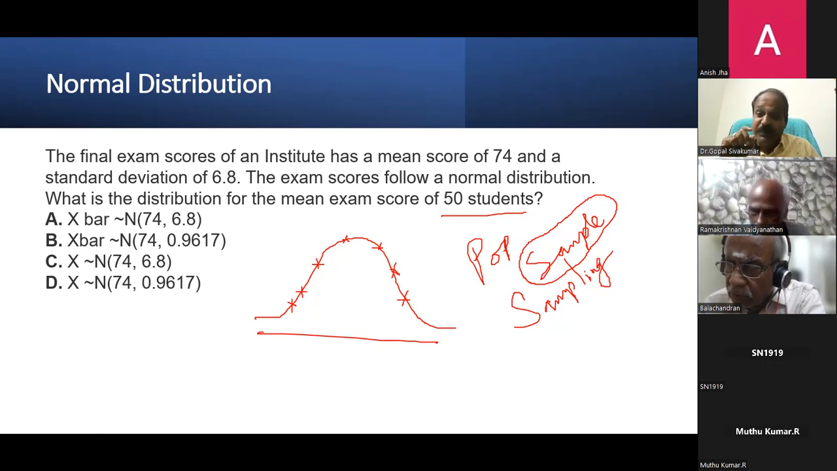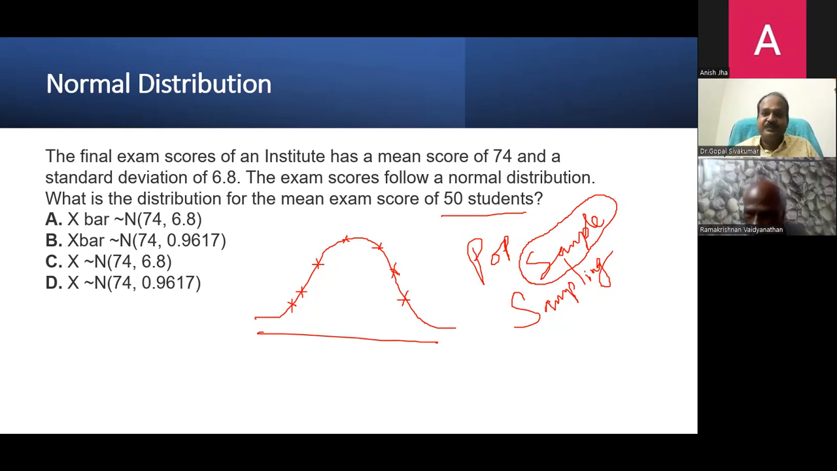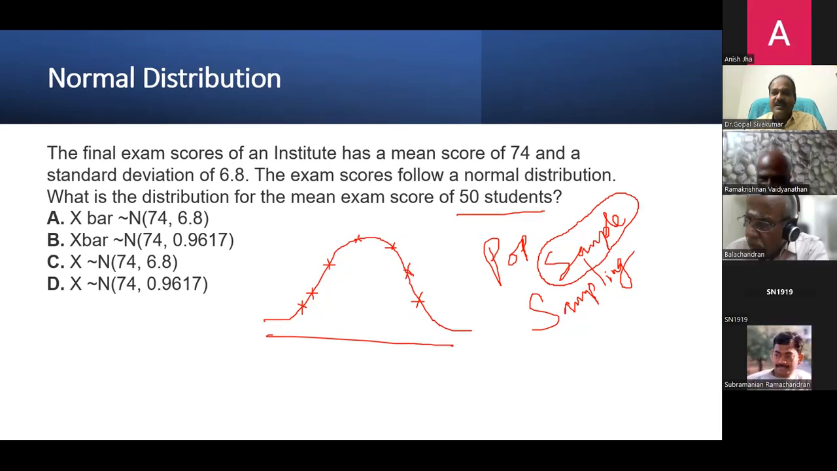Now, distribution of sample means. In the first case, you are taking one by one item. Yes or no? All the items you are taking. In the second case, sample, you are taking only a few items, or 10 items. Yes or no?